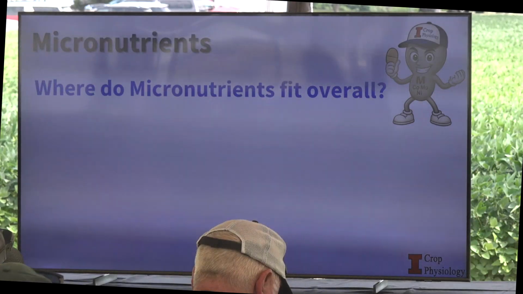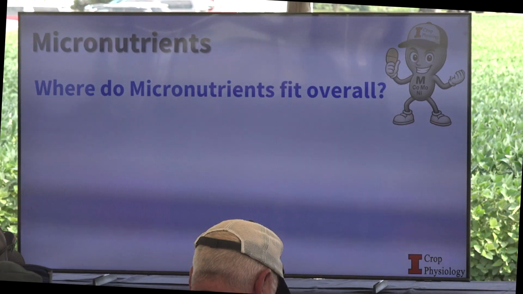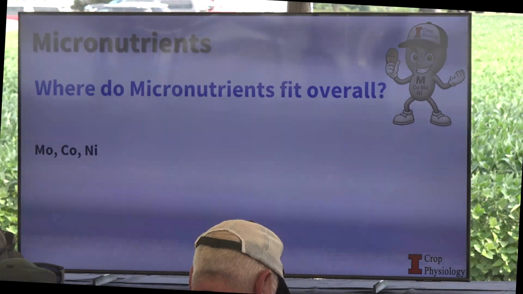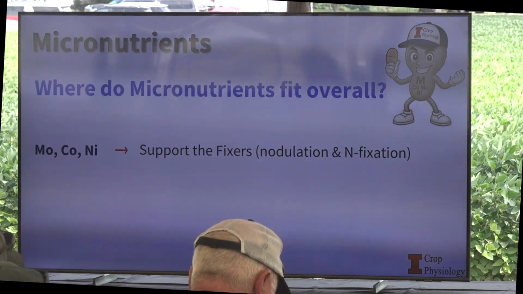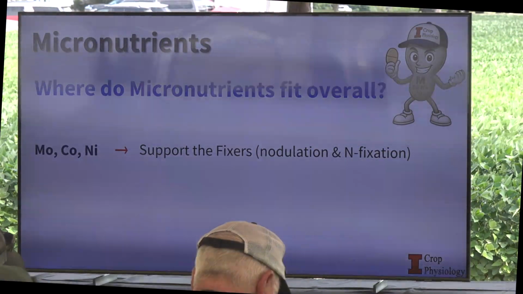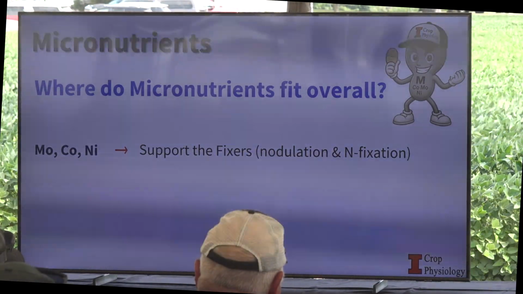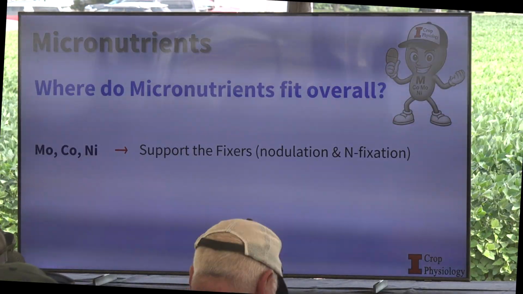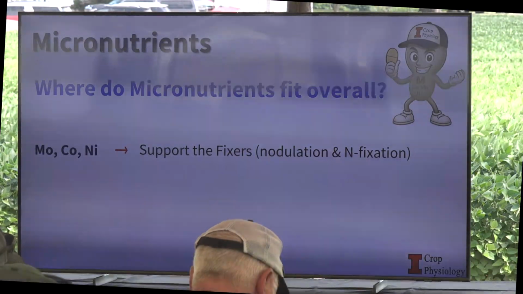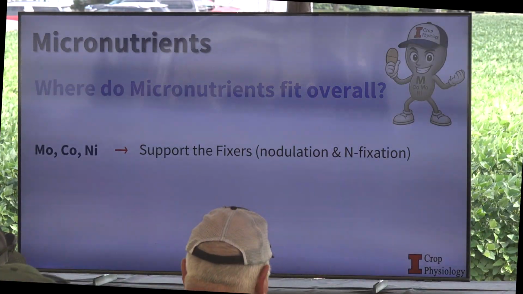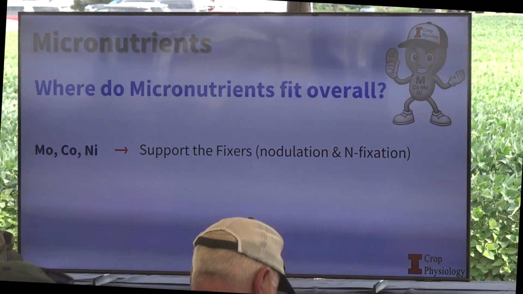But how about micronutrients? Where do micronutrients fit in all of this? Micronutrients such as molybdenum, cobalt, and nickel act by supporting nodulation. They will be supporting the fixers, the nitrogen fixers. These guys can support nodulation and nitrogen fixation. They act on the nitrogenase enzymes, making the nodulation more sustainable and improving nitrogen fixation.